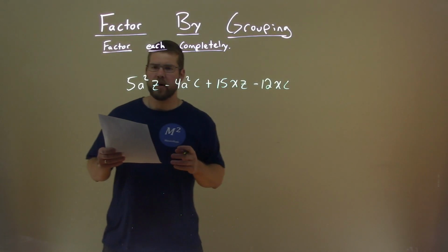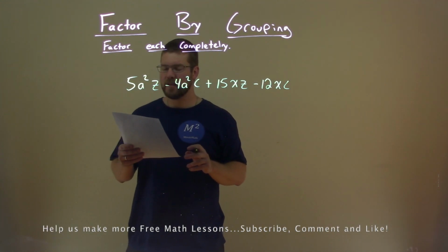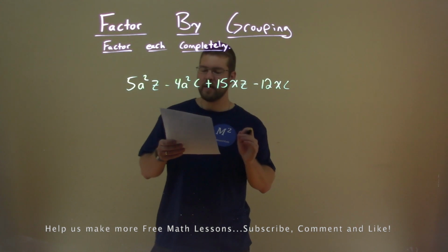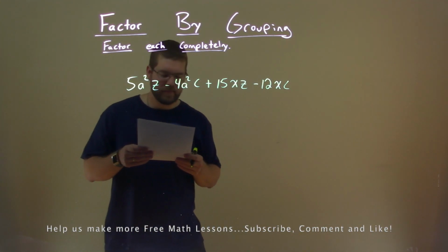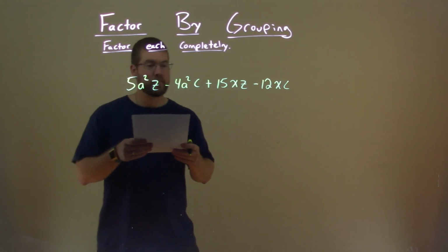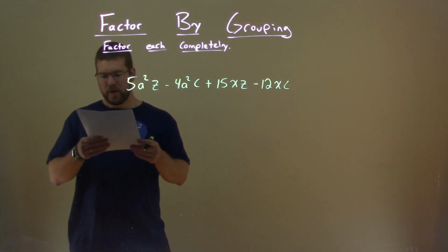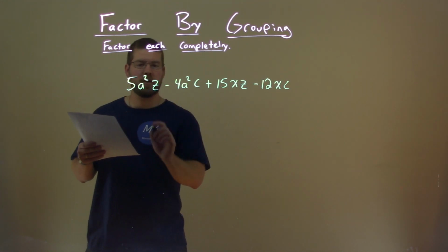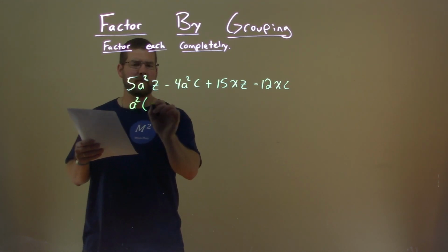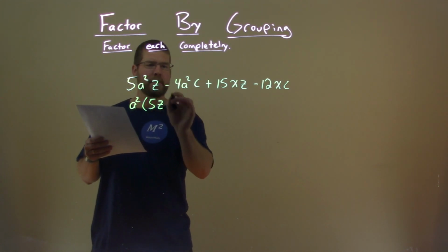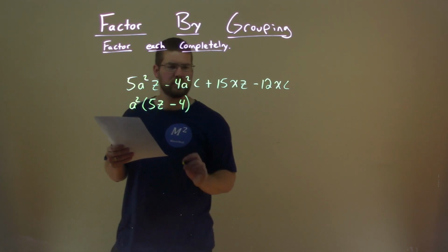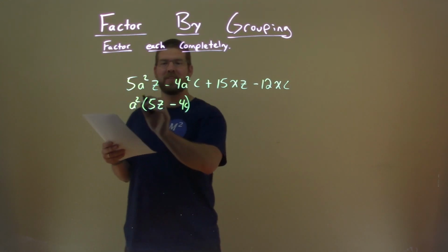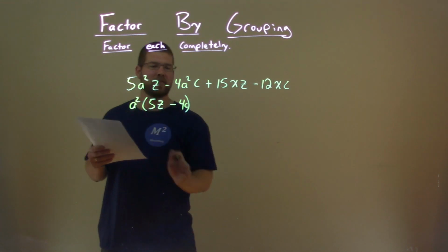We're given this problem right here, 5a squared z minus 4a squared c plus 15xz minus 12xc. And we want to factor this completely. Well, the first part right here, I can see that there's an a squared and a squared both in the first part. So if I pull that out, I'm left with just a 5z minus 4c. Whoops, almost forgot the c there. So 5z minus 4c when we pull out an a squared.